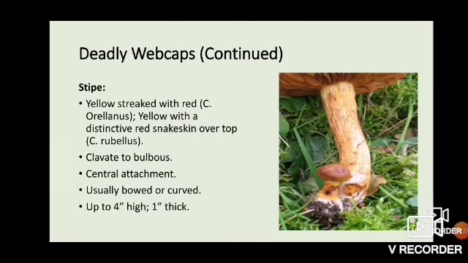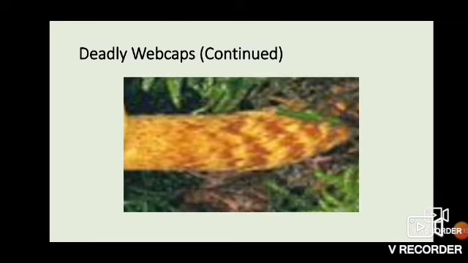So the stipe itself is yellow streaked with red in C. orellanus, and yellow with a distinctive red snakeskin over top of it in C. rubellus. They are clavate to bulbous. You can see this one's kind of bulbous, but sometimes they'll have more of that club shape that we call clavate. They have a central attachment to the cap, and then they're usually bowed or curved. You can see there's a distinctive curve there, partway up from the bottom, and then up to about 4 inches in height and about an inch thick. It's not the best photo, but you can see that red snakeskin pattern for Cortinarius rubellus.